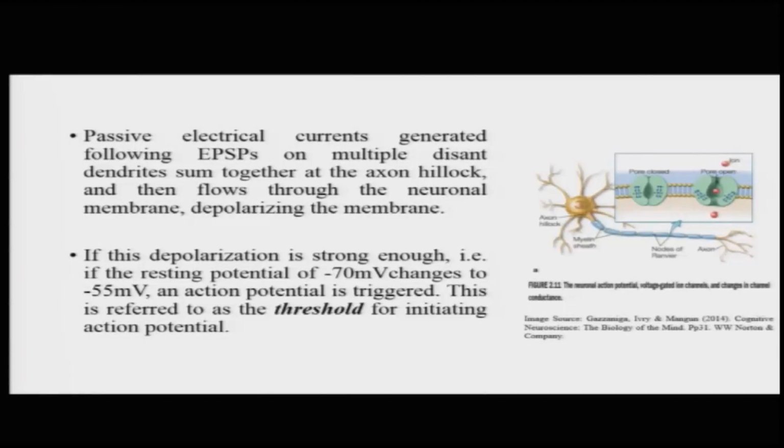Now, passive electrical currents that are generated following the excitatory postsynaptic potentials received on multiple distant dendrites sum together at this axon hillock, and then they start flowing towards the neuronal membrane, in the process depolarizing the membrane itself. If this depolarization is strong enough, that is, if the resting potential of -70 millivolts, as we saw in the last lecture, has been changed to around -55 millivolts, made a little more positive, this is when the action potential is triggered. This -55 millivolts is the threshold voltage for initiating the action potential. This is something that you will need to remember.